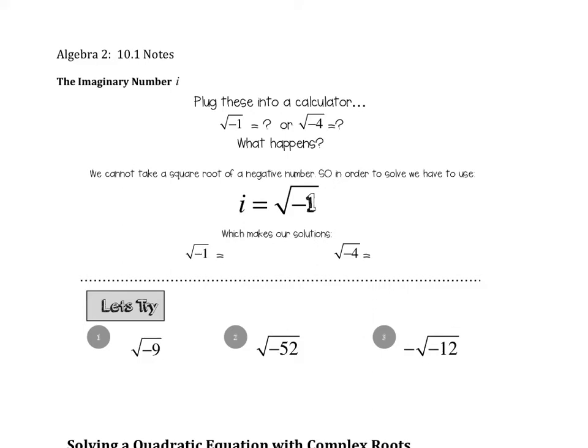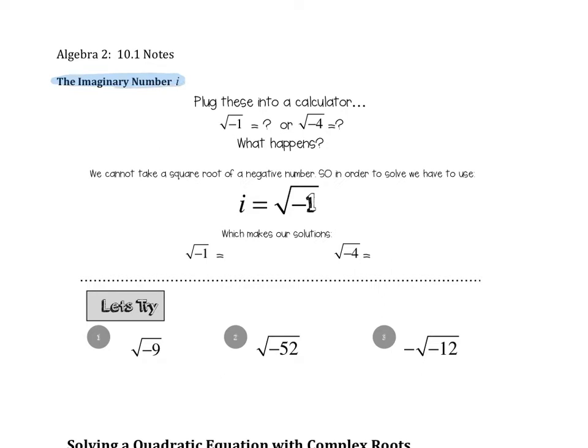Hey guys, so we're moving on to Unit 10, and in this first set of notes, we're going to talk about what Unit 10 is all about, and that's the imaginary number i, okay? So the most important thing to grasp from this is what the i actually represents.